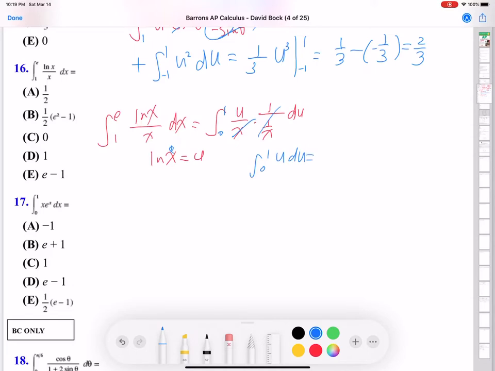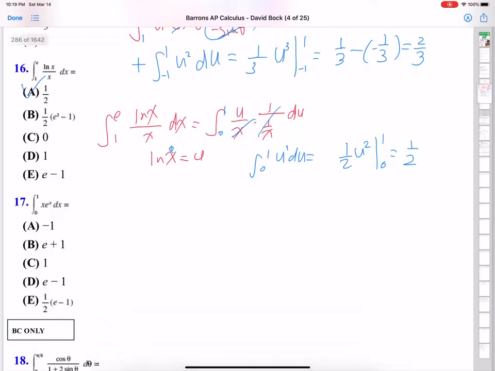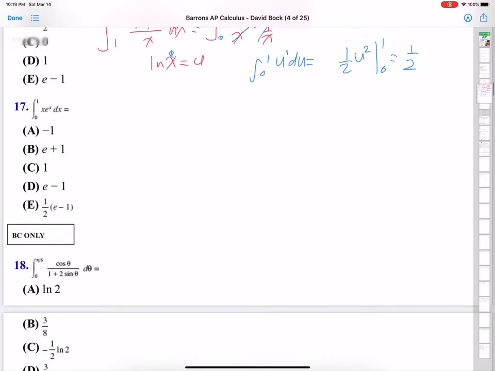What is integral of u? You use the first power, so 1/2 u squared by power rule, then 0 to 1. So 1 over 2 is the answer. So A is the answer. Number 17. Number 17 is the last problem I solved today. And that is an integration by parts problem. So concentrate a little more, it's only BC part.